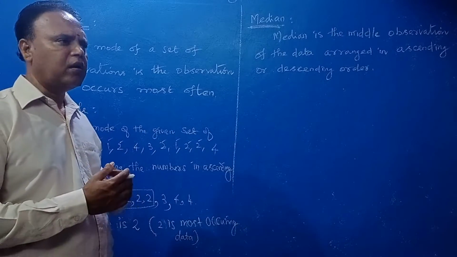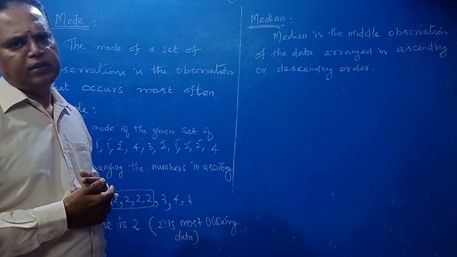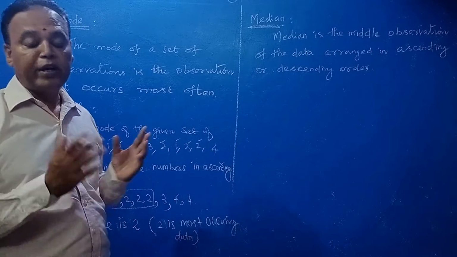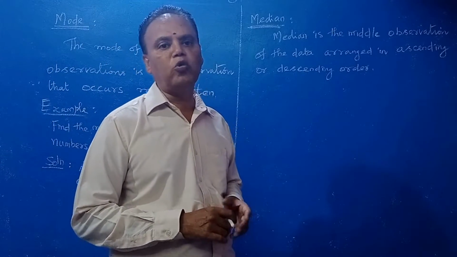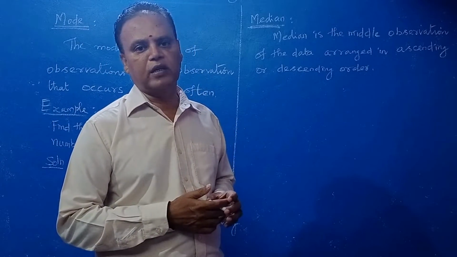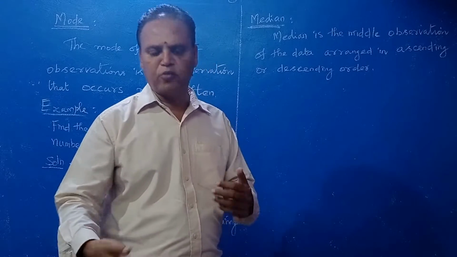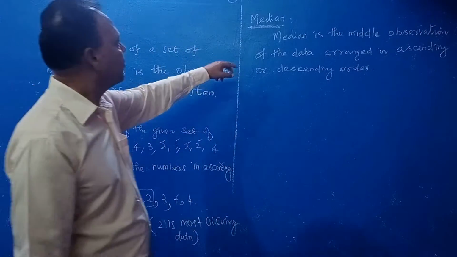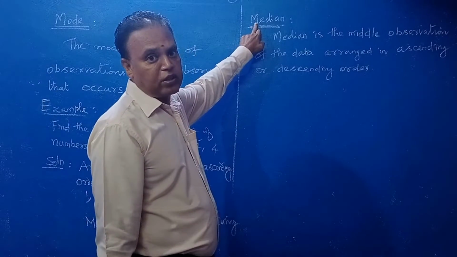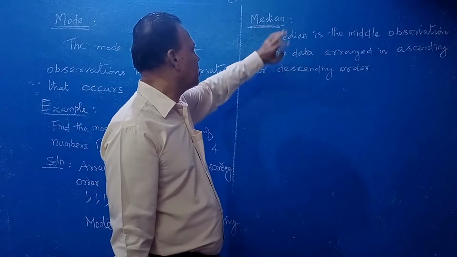For a large number of data, you find the mode by using tally marks. In 6th class you studied how to prepare tally marks. In the exercise problem I will teach. Now we will see the next measure of central tendency, called median.